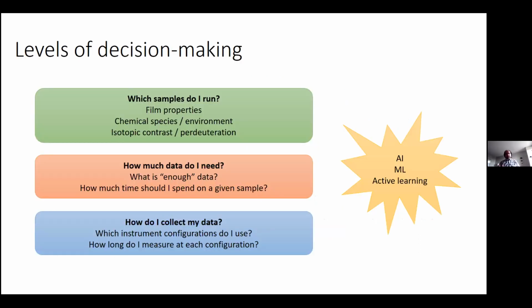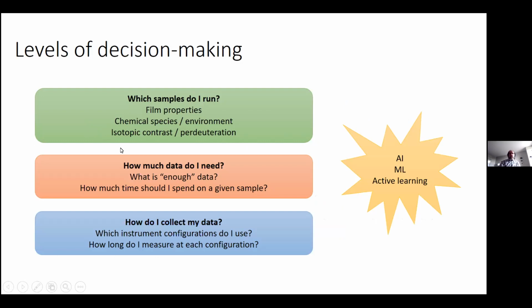So this is again, the reason I chose this particular example is because it illustrates some of the levels of decision making that you take when you do a reflectivity measurement. And of course, the top one is really scientifically driven. What samples do I run? What are my film properties? How do I prepare the substrate?